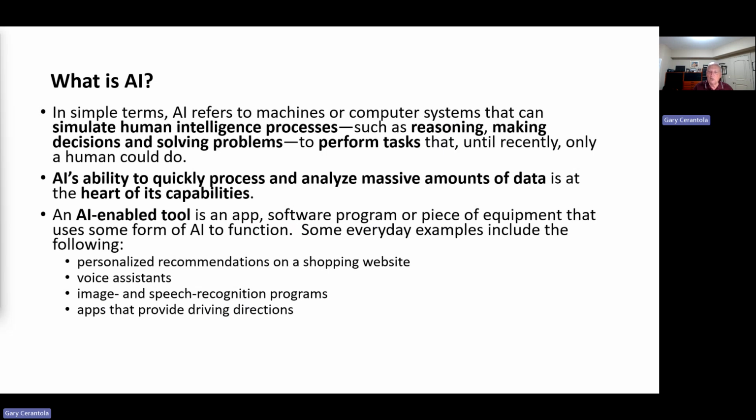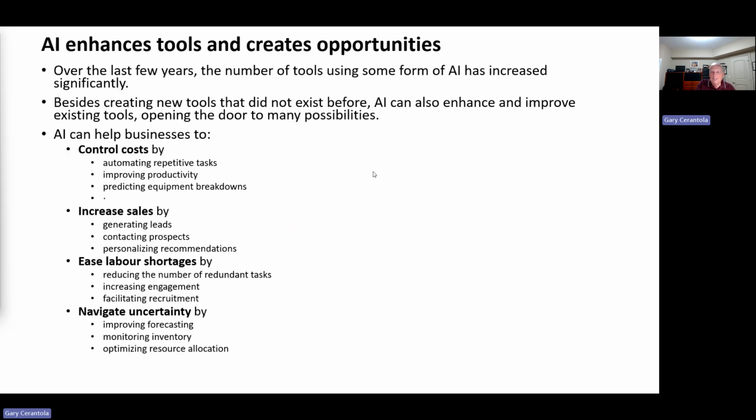And an AI-enabled tool is an app, like a software program or piece of equipment, that uses some form of AI to function. And again, you take a look at personalized recommendations on a shopping website, voice assistants, image and speech recognition programs, apps that provide driving directions. And translation devices have seen amazing advances, and it enhances tools and creates opportunity. So you're controlling costs, you're increasing sales, you ease labor shortages, you navigate uncertainty with this. So it'll help businesses in a lot of ways.